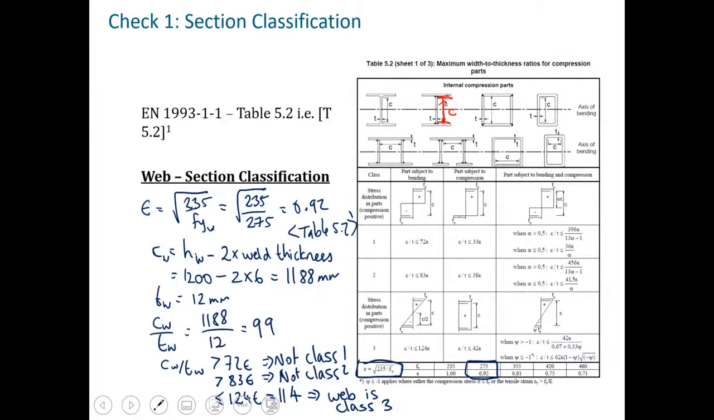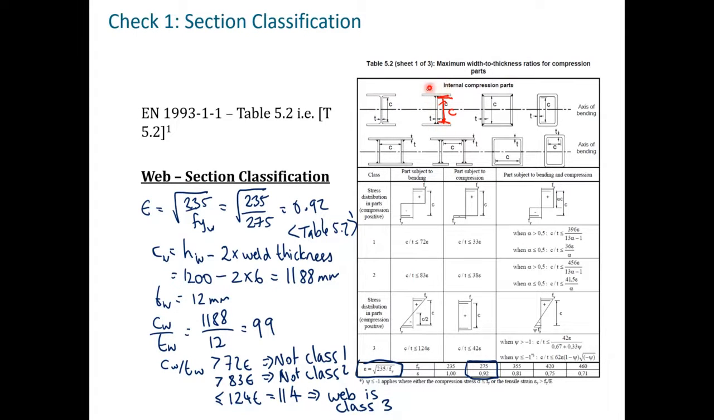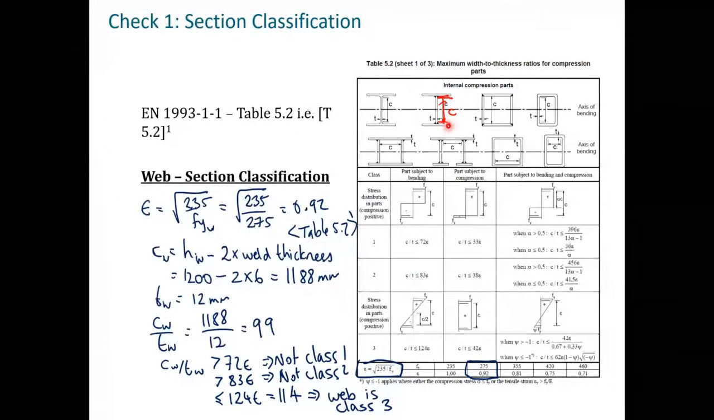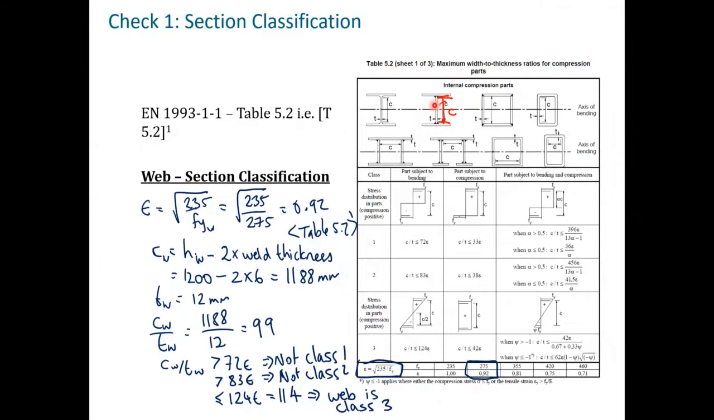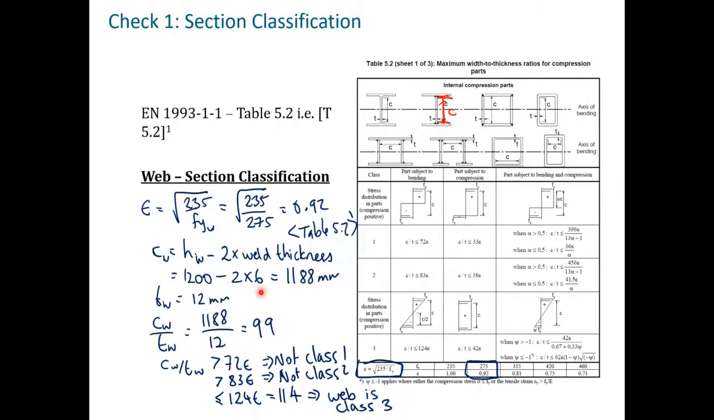Then we can go to table 5.2 in Eurocode 3, part 1-1. First, we want to do the web. So we look at the web for a welded section, which is shown here. So this is sheet 1 of 3 on table 5.2. And we want to get the unstiffened length of the web. The unstiffened length of the web is the height of the web minus twice the weld thickness. We have 6 millimeters for the weld thickness, 1200 for the height of the web. So that gives 1188 millimeters for the unstiffened height of the web. And then we need to divide that by the thickness of the web to get the slenderness of the web. So that's divided by 12, gives us 99.